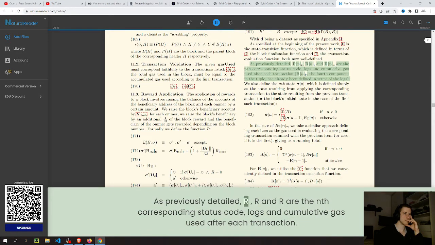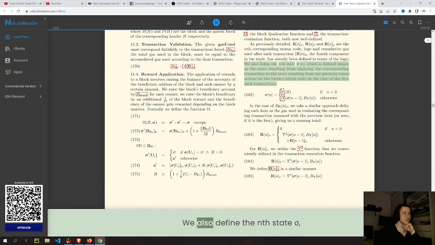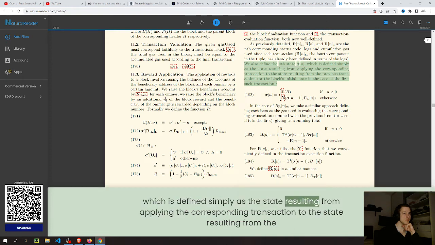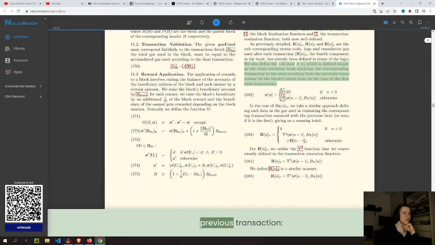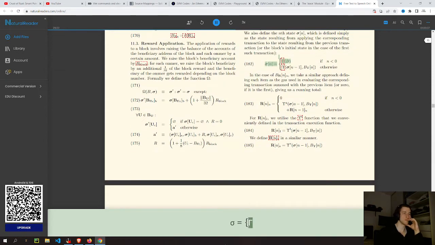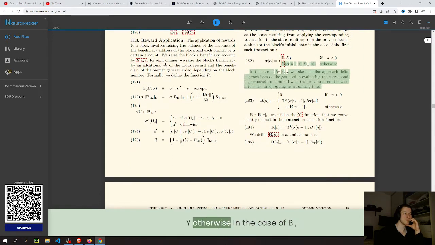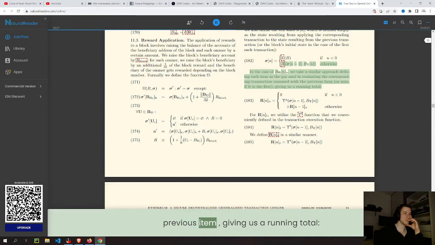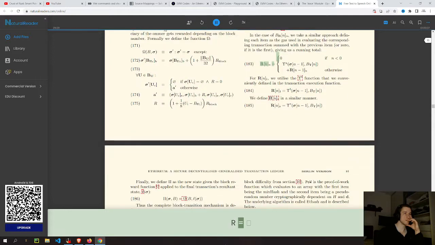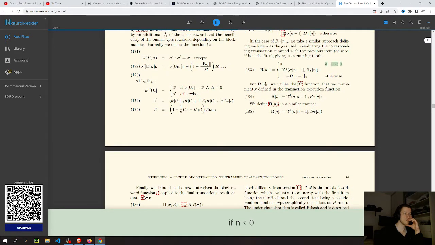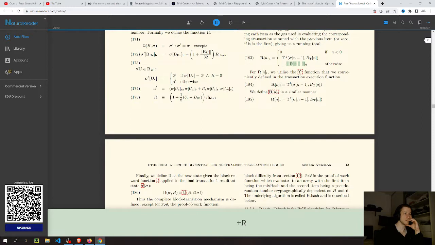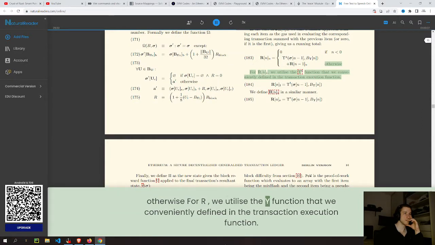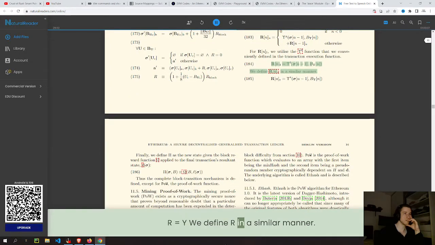As previously detailed, R_z, R_l, and R_u are the nth corresponding status code, logs, and cumulative gas used after each transaction. We also define the nth state sigma, which is defined simply as the state resulting from applying the corresponding transaction to the state resulting from the previous transaction. σ[n] = Γ(B) if n < 0, Υ(σ[n-1], B_T[n]) otherwise. In the case of R_u, we take a similar approach, defining each item as the gas used in evaluating the corresponding transaction summed with the previous item, giving us a running total. R_u[n] = 0 if n < 0, Υ^g + R_u[n-1] otherwise. For R_z, we utilize the upsilon function that we conveniently defined in the transaction execution function. We define R_l in a similar manner.